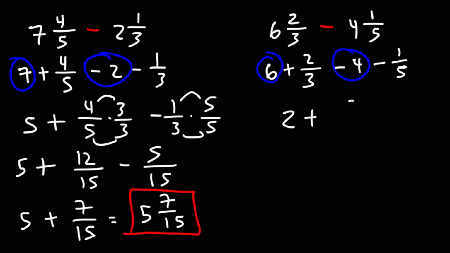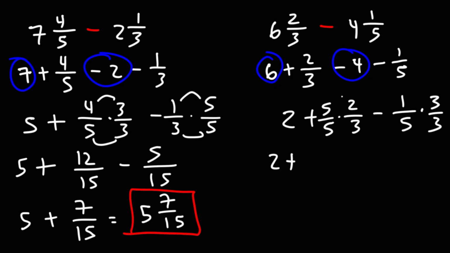And then we have 2 over 3 minus 1 over 5. Let's get common denominators. Let's multiply 2 over 3 by 5 over 5 using the denominator of the second fraction, and 1 over 5 by 3 over 3 based on the denominator of the first fraction. So now let's multiply across. We have 5 times 2, which is 10. 5 times 3 is 15. And then we have 3 times 1, which is 3.